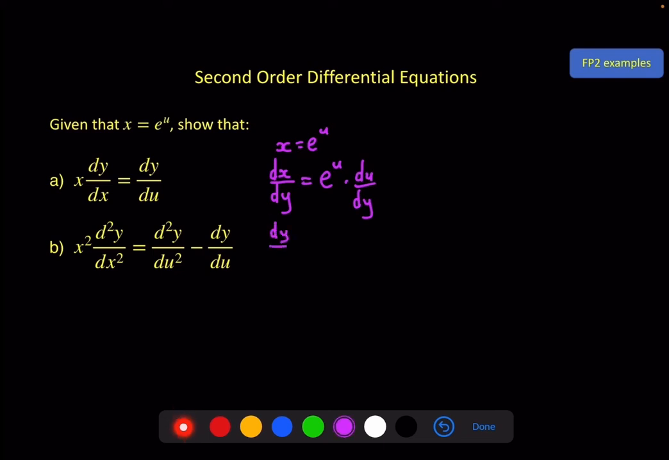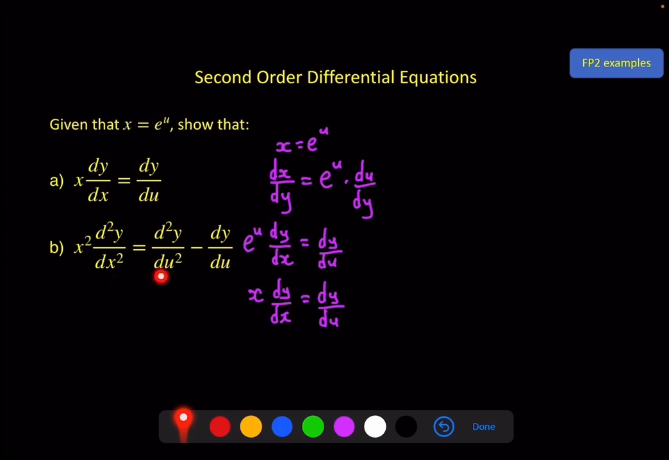Change everything onto the other side, or do 1 divided by everything depending on how you think of it. That will give us dy by dx. A 1 over e to the u on this side, so I'll bring that onto this side, dy by du. Now to get this statement here, all we need to do is recognize that e to the u is equal to x. So I can change this e to the u into an x. And that gives us our first statement in part A.